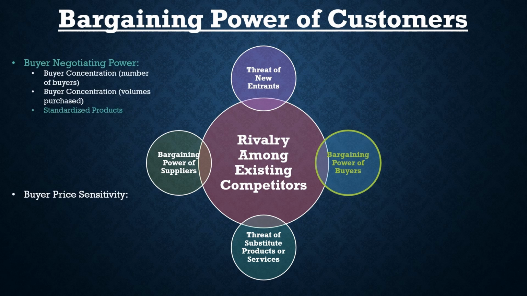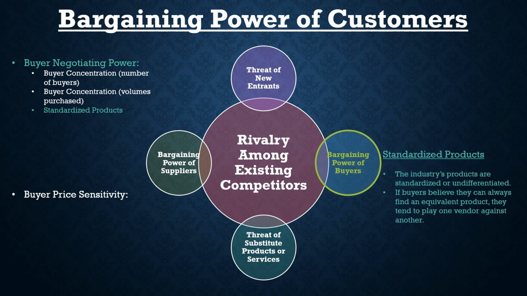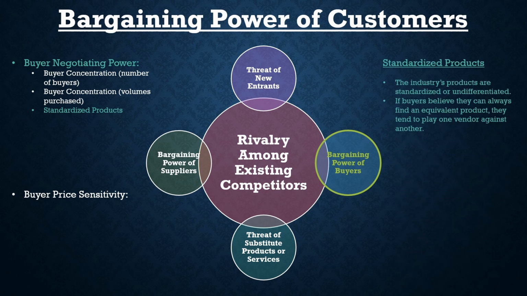The next point to consider within buyer negotiating power is standardized products. Are the industry's products standardized or undifferentiated? If buyers believe they can always find an equivalent product, they tend to play one vendor against the other.